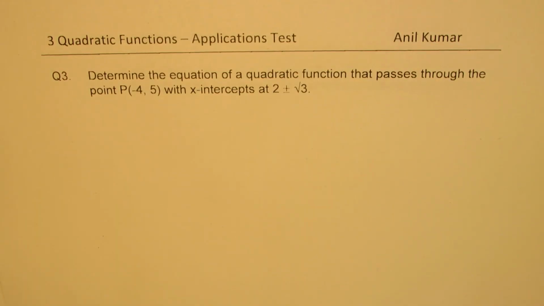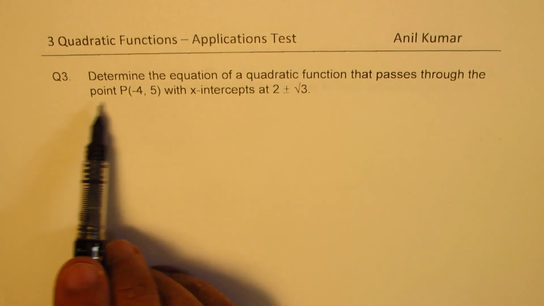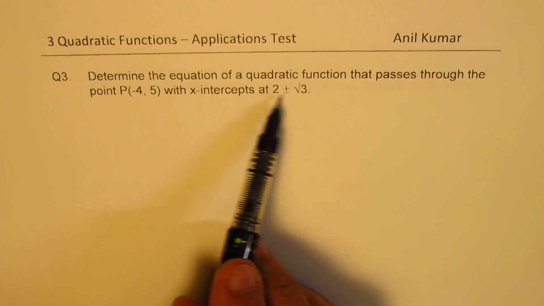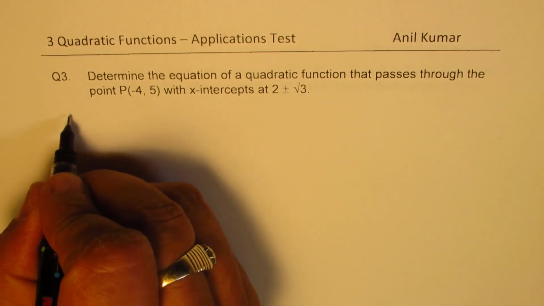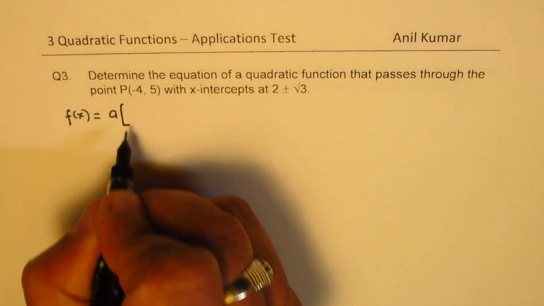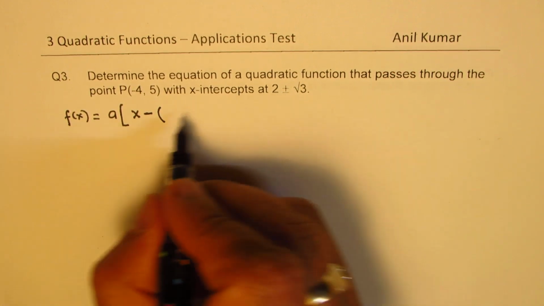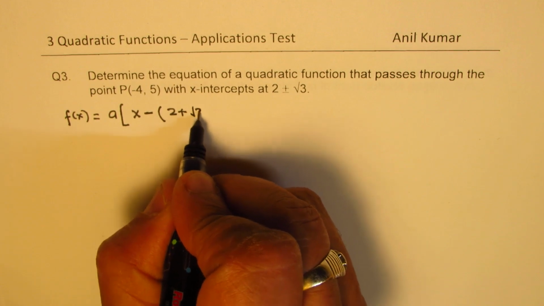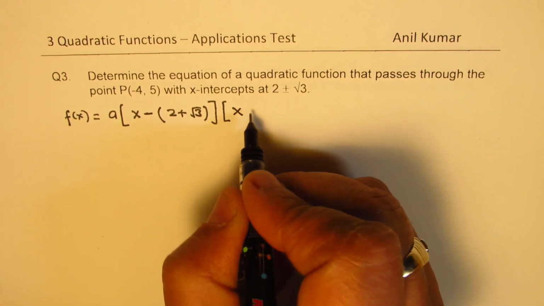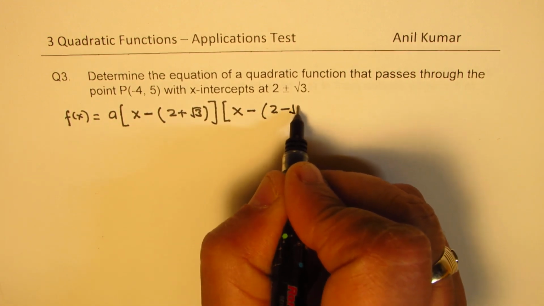Question number 3 is, determine the equation of a quadratic function that passes through this point and the x-intercepts. When we are given two x-intercepts, we can say that the function f of x will be equal to a times (x minus 1 root, which is, let's say, 2 plus square root 3) times (x minus the other root, which is 2 minus square root 3), right?